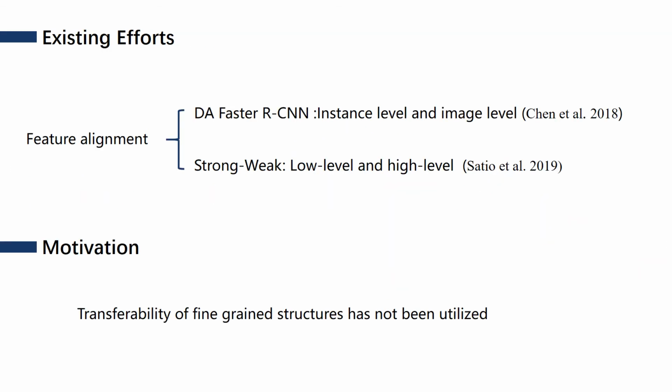Existing domain adaptive object detection is still at a relatively early stage. DA Faster RCNN employed instance-level and image-level domain classifiers with a consistency regularizer to reduce the domain gap. Strong-Weak proposed strong local alignment and weak global alignment to improve the performance on the target domain.